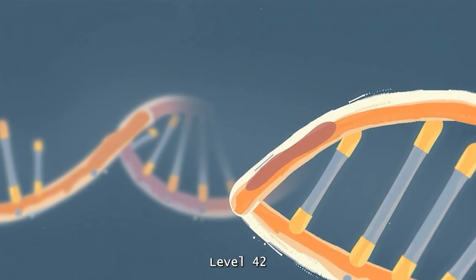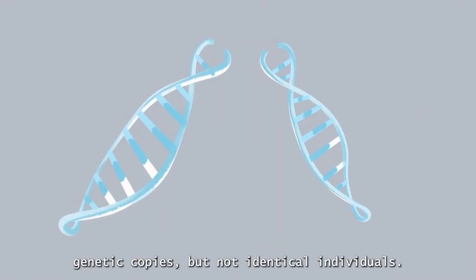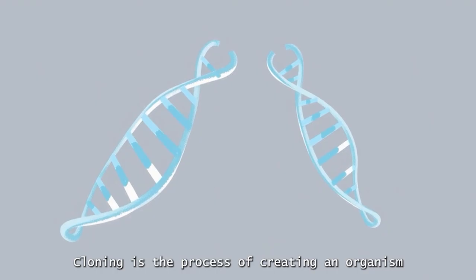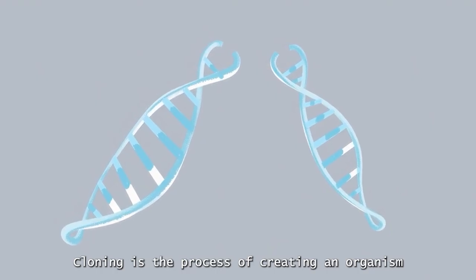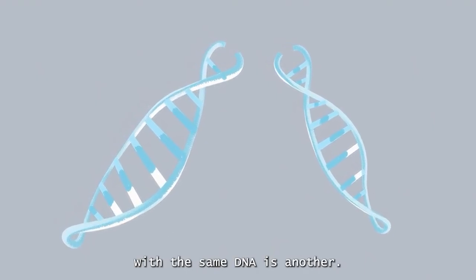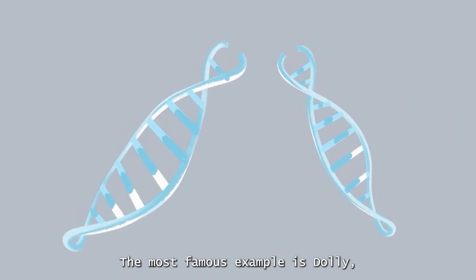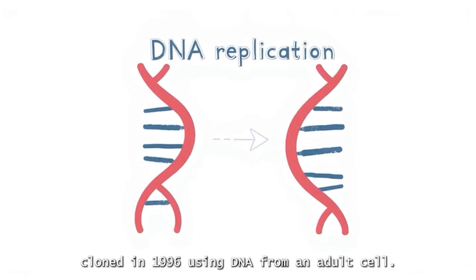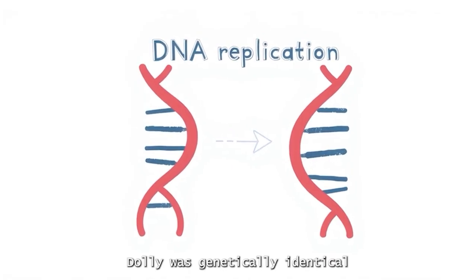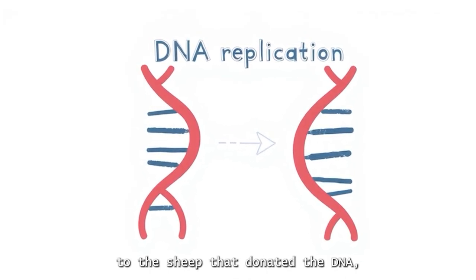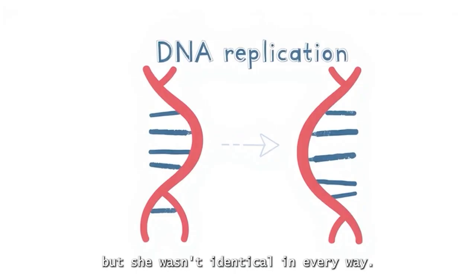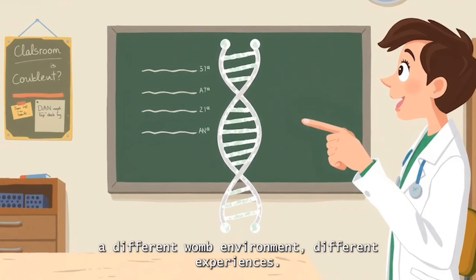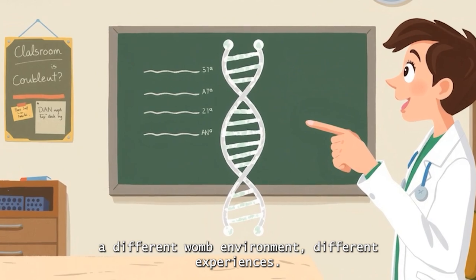Level 42. Cloning creates genetic copies but not identical individuals. Cloning is the process of creating an organism with the same DNA as another. The most famous example is Dolly the sheep, cloned in 1996 using DNA from an adult cell. Dolly was genetically identical to the sheep that donated the DNA, but she wasn't identical in every way. She had a different surrogate mother, a different womb environment, different experiences.